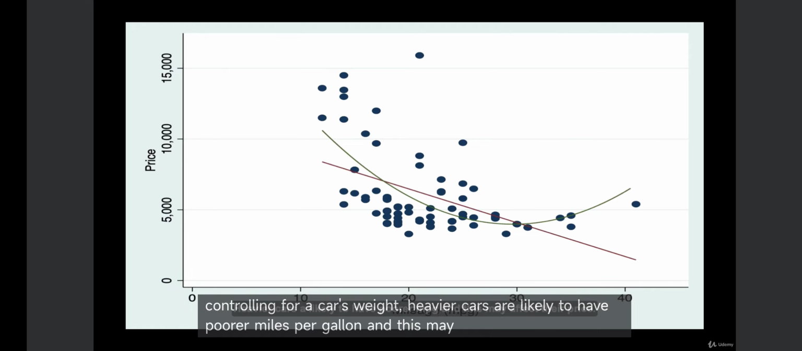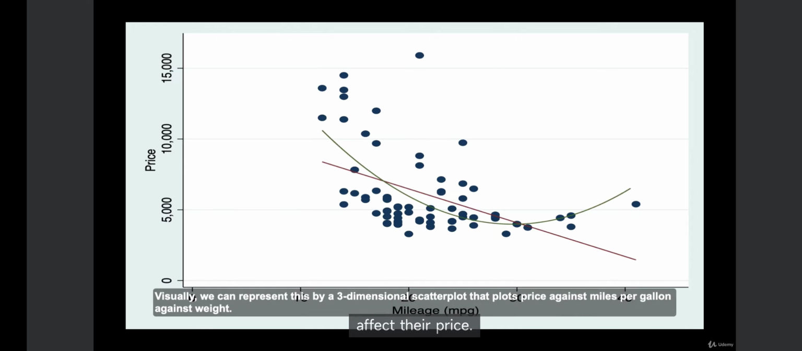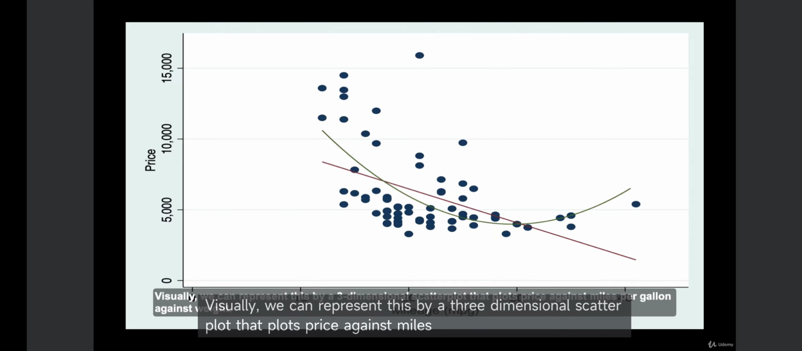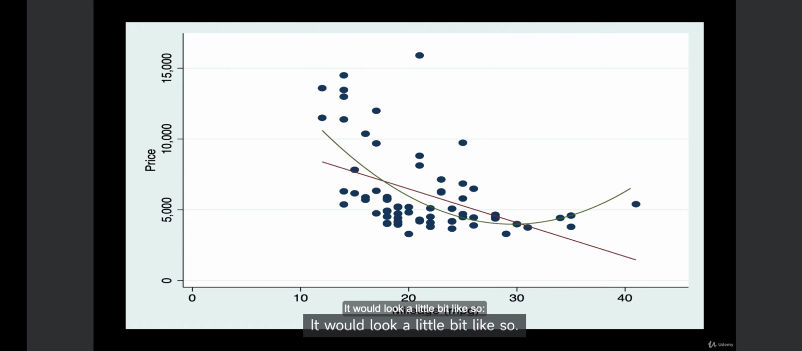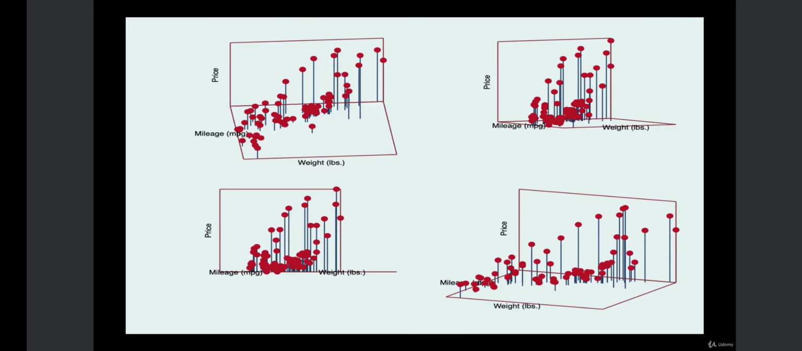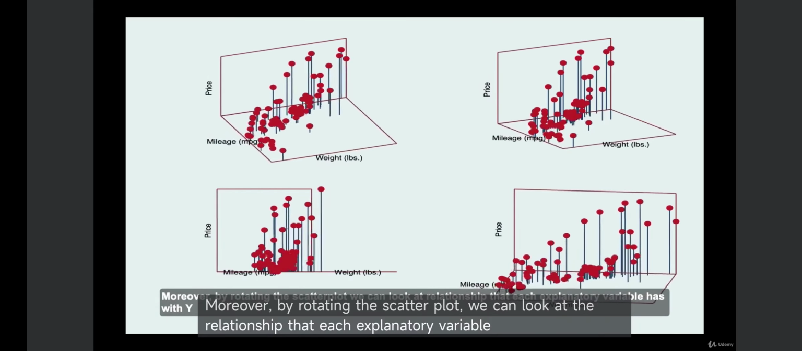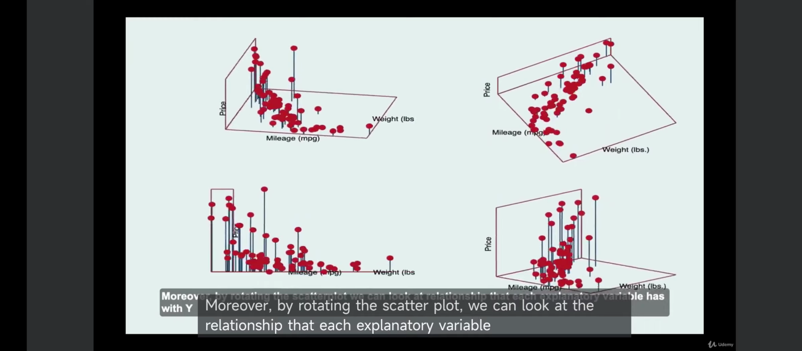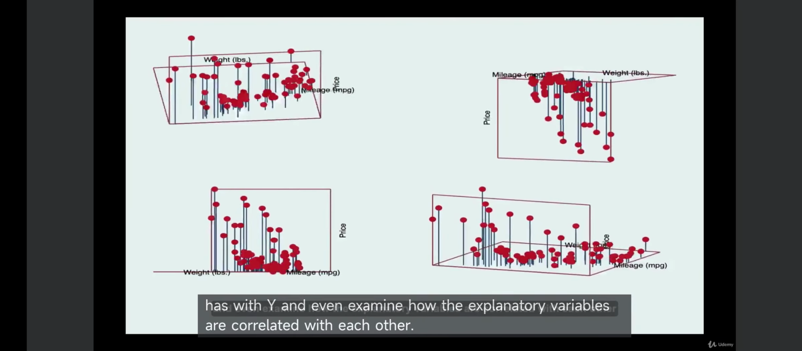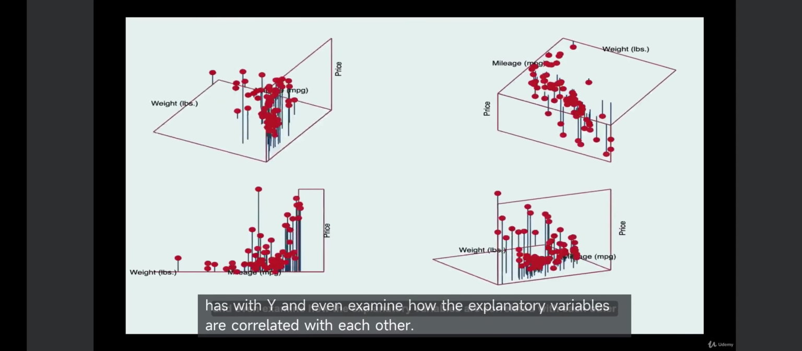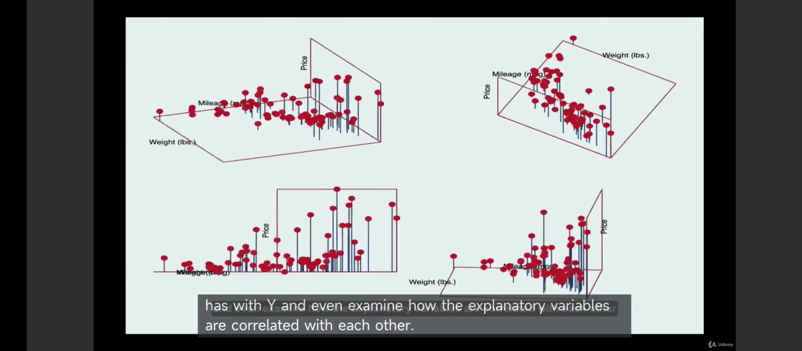Heavier cars are likely to have poorer miles per gallon, and this may affect their price. Visually, we can represent this by a three-dimensional scatter plot that plots price against miles per gallon against weight. It would look a little bit like so. Moreover, by rotating the scatter plot, we can look at the relationship that each explanatory variable has with y and even examine how the explanatory variables are correlated with each other.